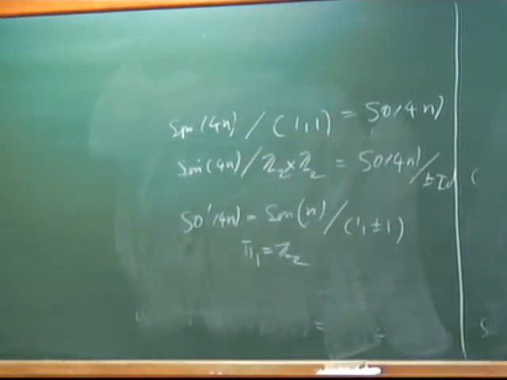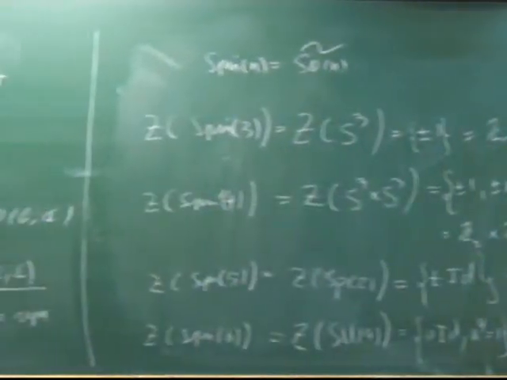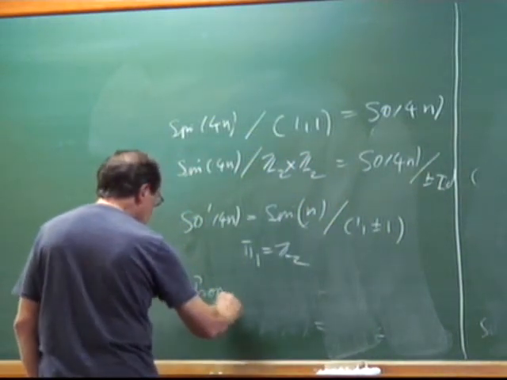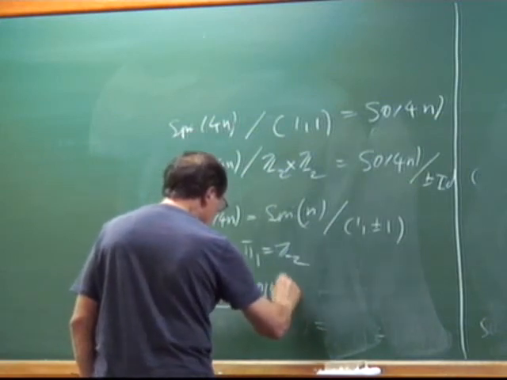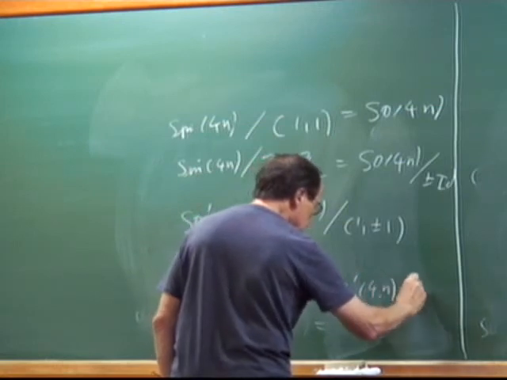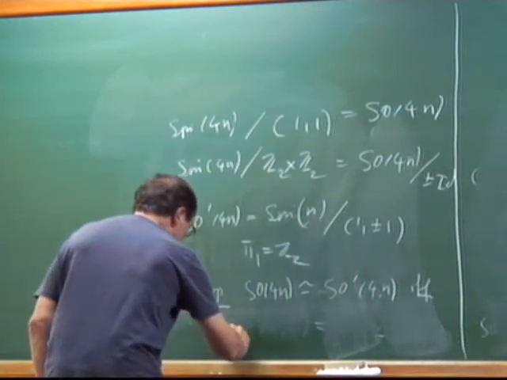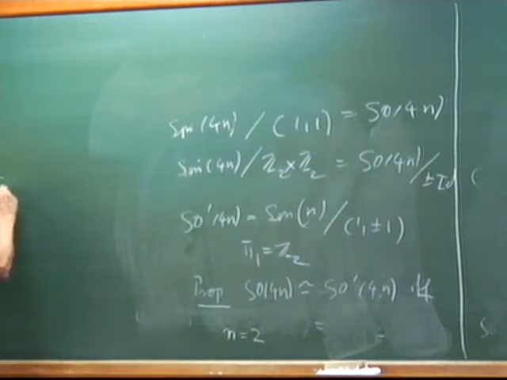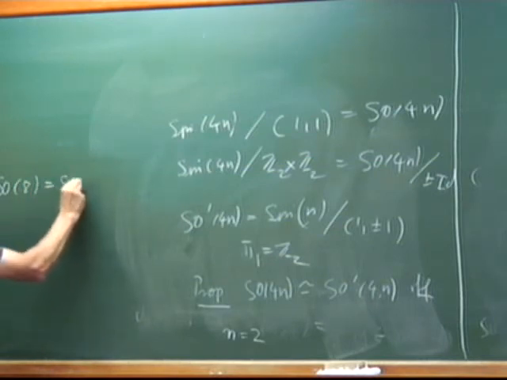Here we had an argument we discussed last time that SO(3) cross S3 is not the same thing as SO(4), right? So in this low dimension we saw that they are different. Here one has to prove something. So SO(4n) is isomorphic to SO'(4n) if and only if n is equal to 2. So for SO(8) I get the same thing. That's not obvious at all.